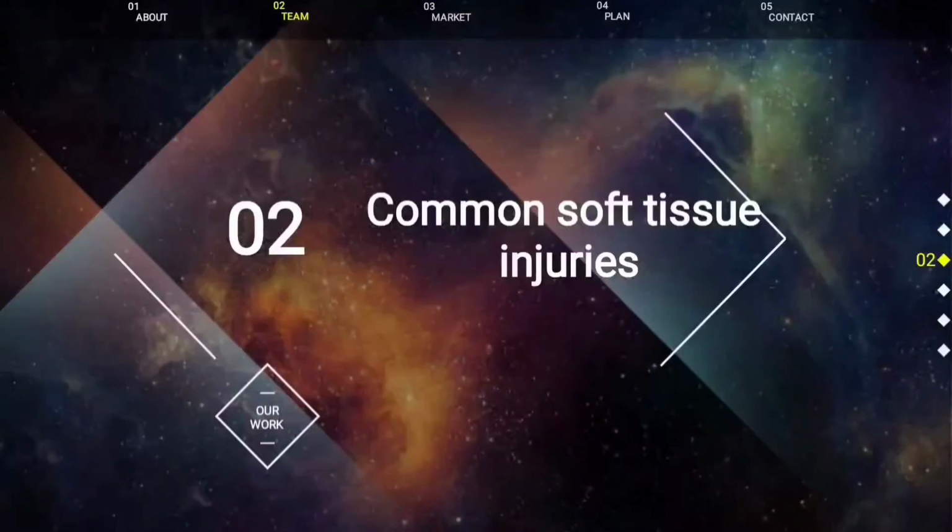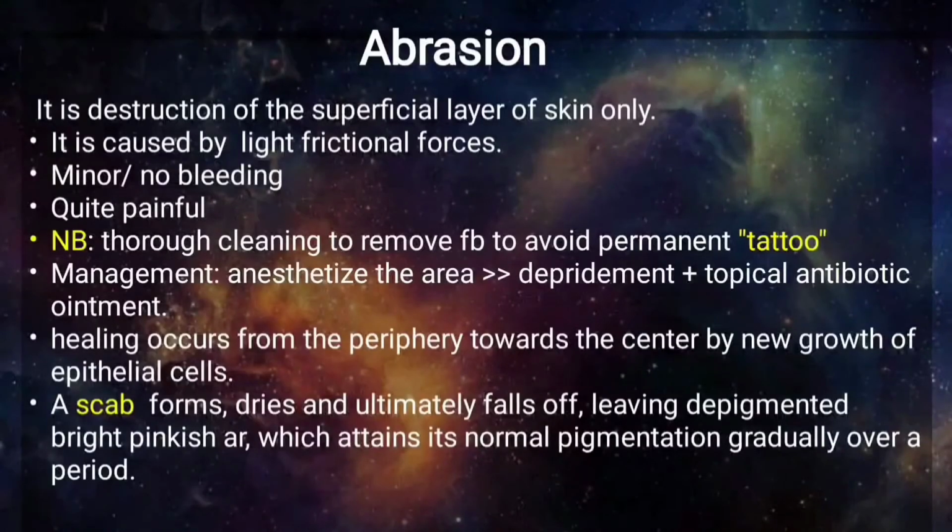Now, what are the common soft tissue injuries? Number 1, abrasion. Abrasion is destruction of the superficial layer of skin only. There is interruption of the superficial skin, usually caused by light frictional forces and usually seen among children.